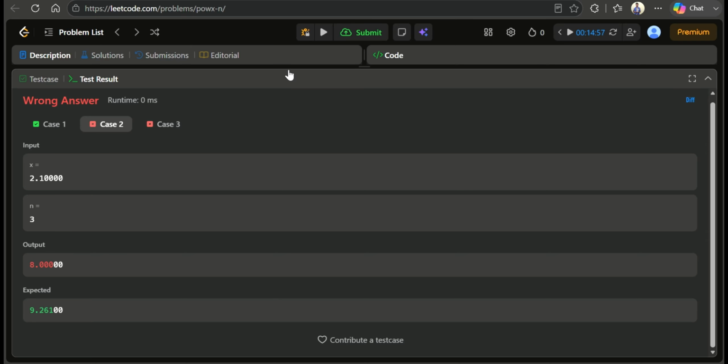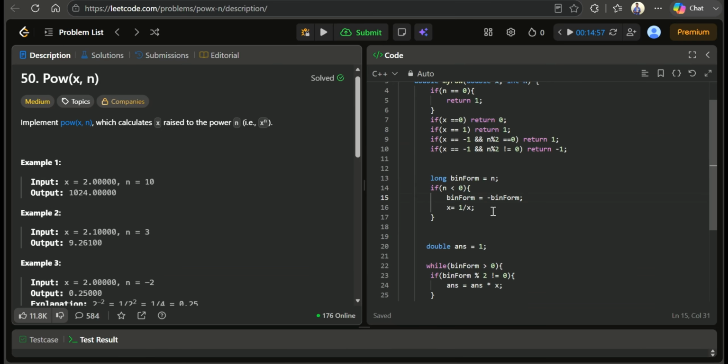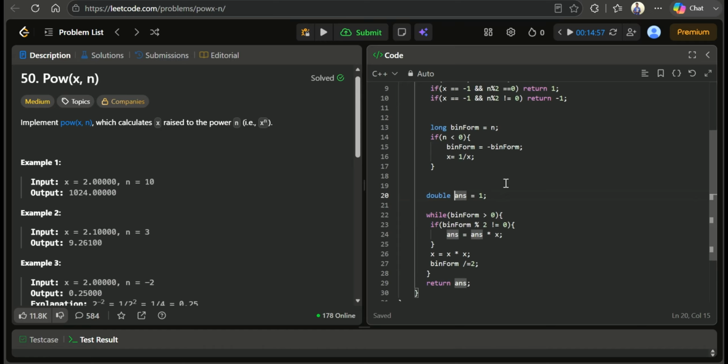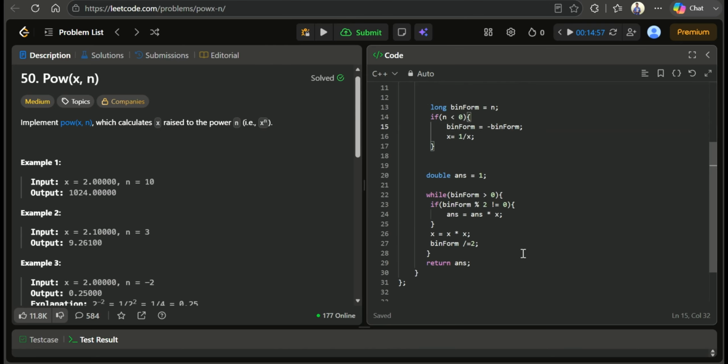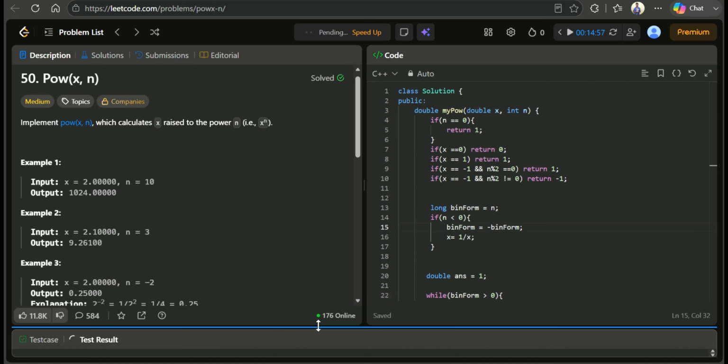Ooh, still got negative, negative, negative. No, no, no. What did we miss? A couple of things that I missed here. I had to initialize this answer as a double, which is a float value, because the answer is expecting us to return the double value. I missed that. And also, since I have already initialized my n value to be a binary form, I have to basically change the binary form. Hopefully this should run now. Let's try to run this and then submit it again.